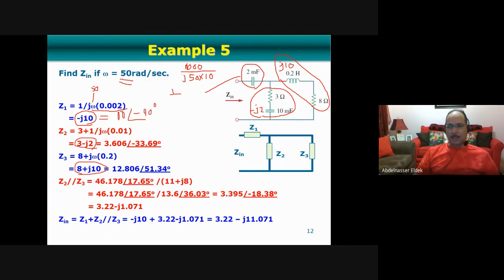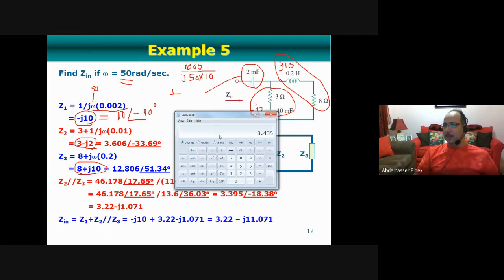But for Z2, 3 square is 9, of course, plus 2 square is 4. Under square root, then you can say to the power of 0.5 equals 3.6. There it is, 3.6. And the angle here is negative 2 divided by 3. There it is. Inverse tan equals negative 33.69. So this is the angle.